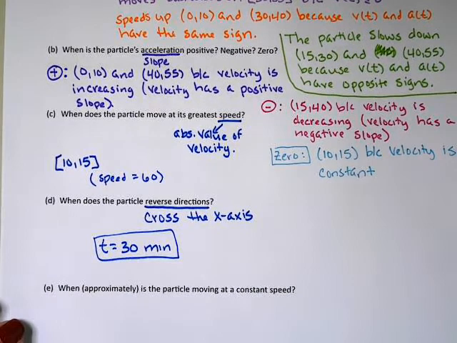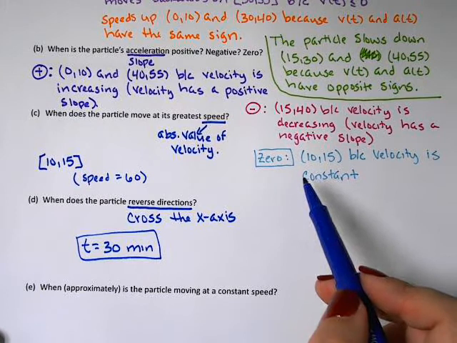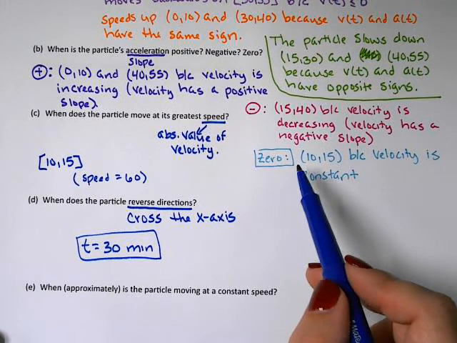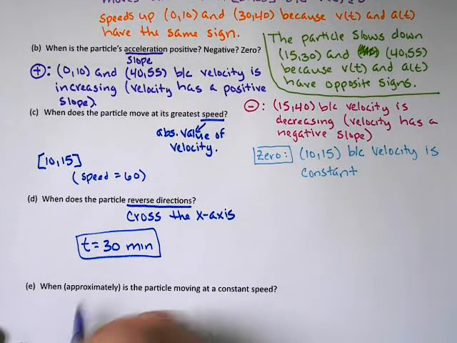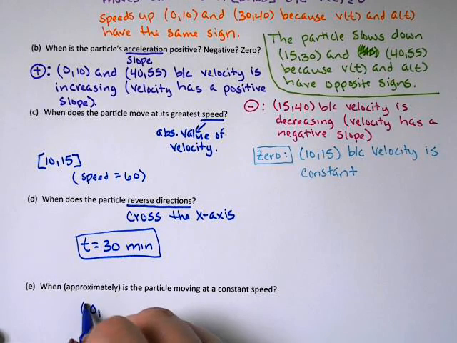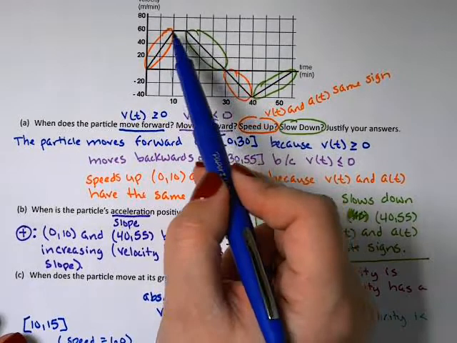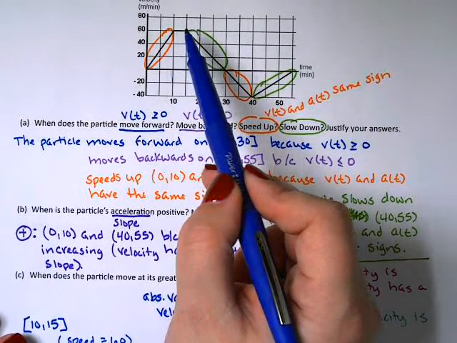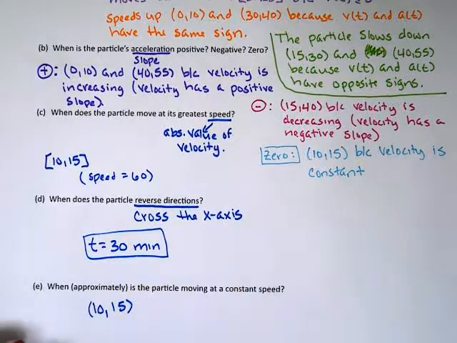When approximately is the particle moving at a constant speed? We talked about that actually up here when we said that the acceleration was 0. We said it was 0 because the velocity was constant. So we're going to be looking at the particle moving at a constant speed from 10 to 15. And again, we know that simply because the slope of the tangent line, or the slope of the line in general, would be 0. So that means it's moving at a constant speed.